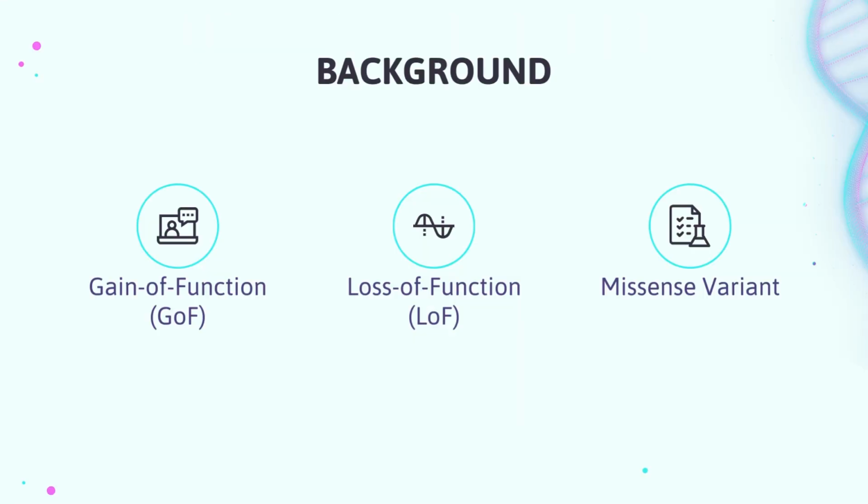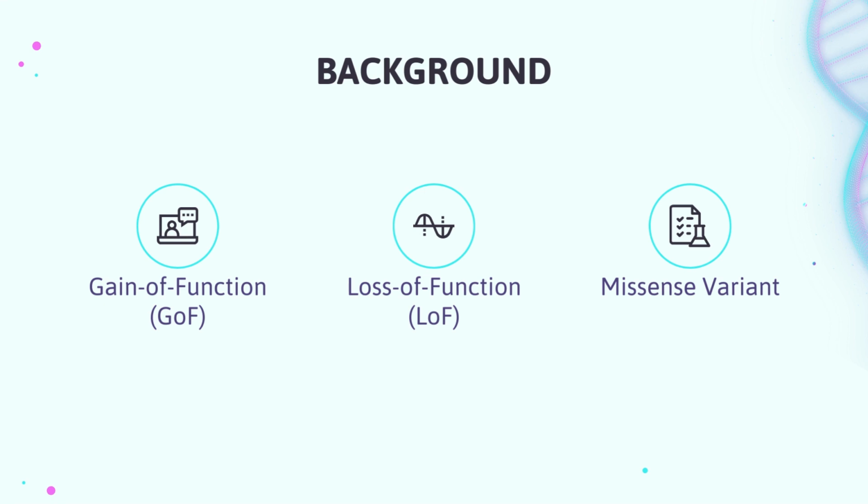Here are some important terms to know. First, I want to define what a variant is. A variant is a permanent change in the DNA sequence of a gene. It could be a single nucleotide change, or part of the DNA sequence could be missing.